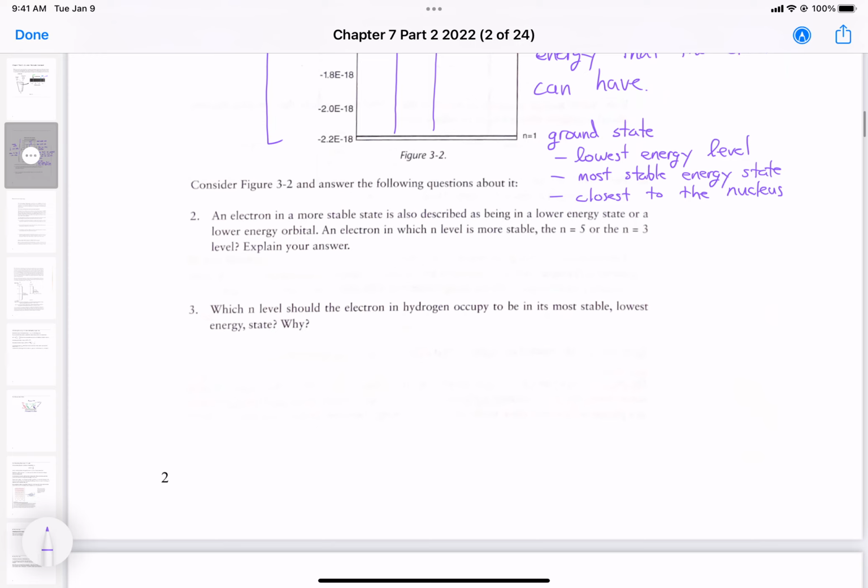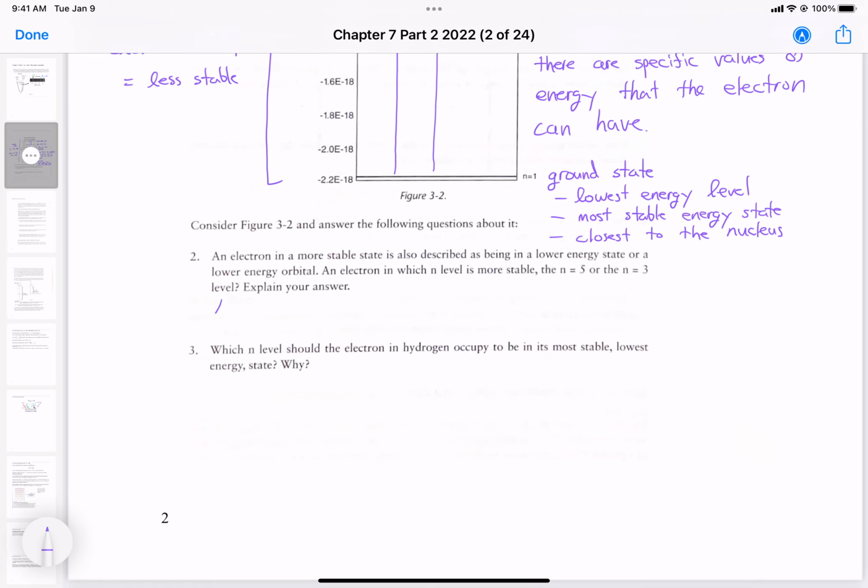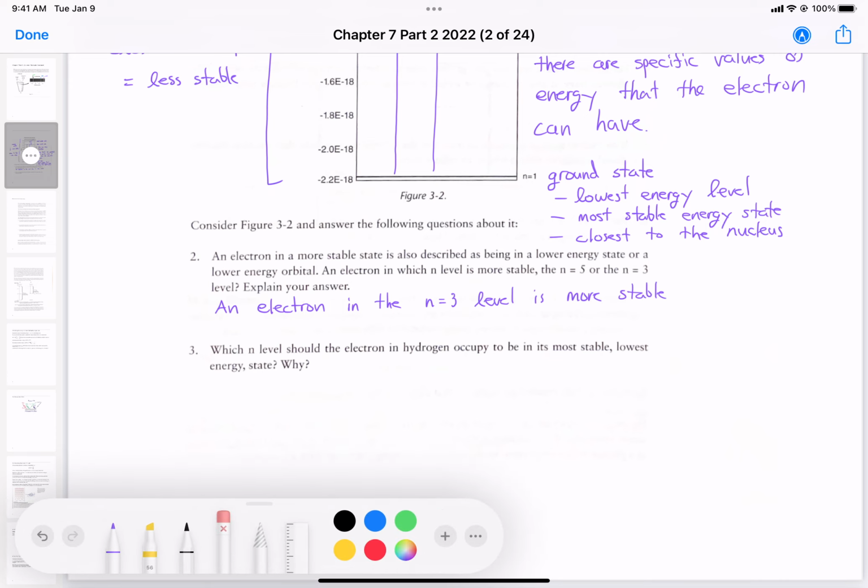An electron in a more stable state is also described as being in a lower energy state or a lower energy orbital. So an electron in which n level is more stable? N equals 5 or n equals 3? Let's explain our answer. Remember, the higher the energy level, the more unstable it is. So an electron in the n equals 3 level is more stable.